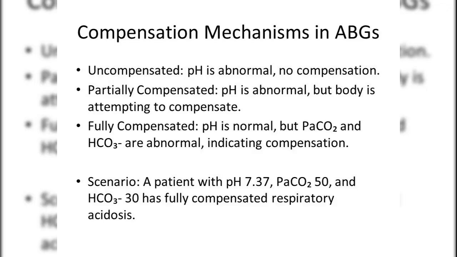Compensation mechanisms in ABGs are crucial for understanding the body's response to imbalances. Uncompensated means no compensation, partially compensated indicates an attempt to compensate, and fully compensated means normal pH with abnormal PaCO₂ and HCO₃. This helps in accurate diagnosis.